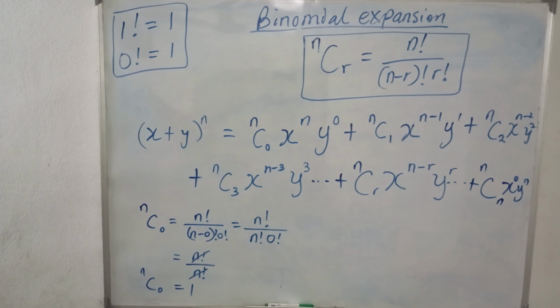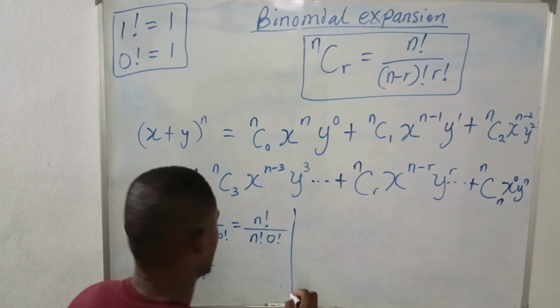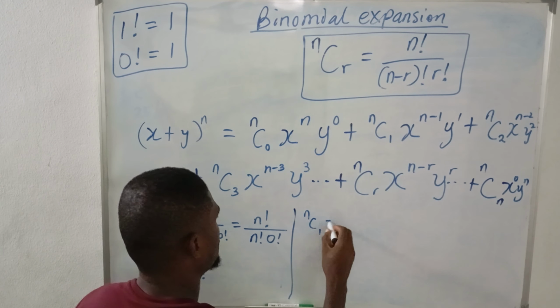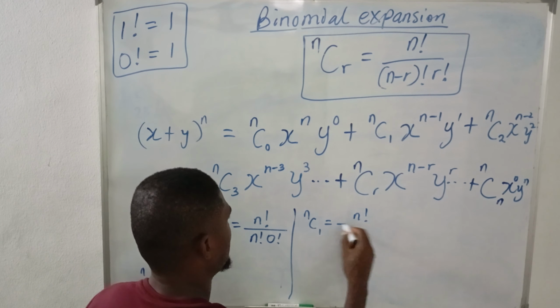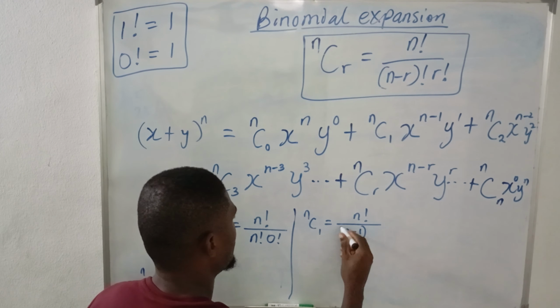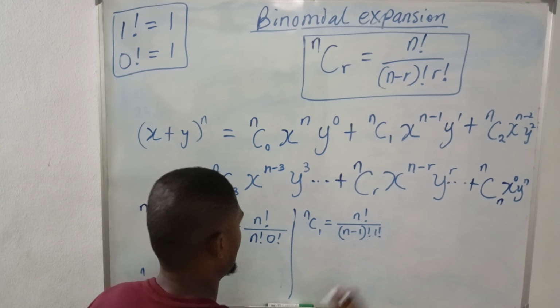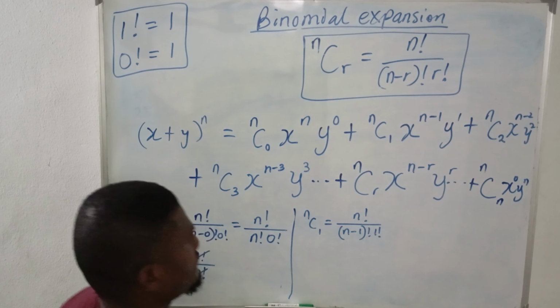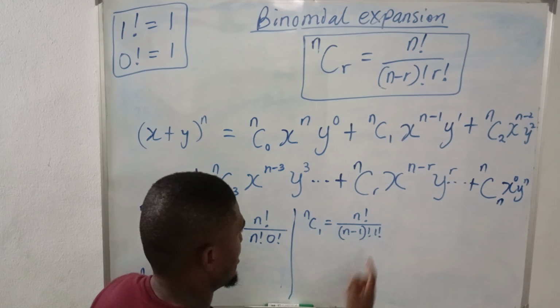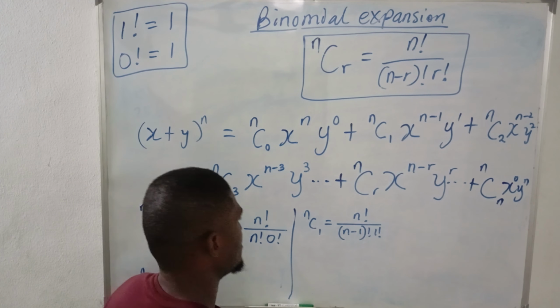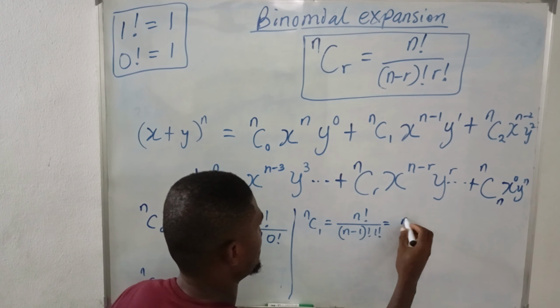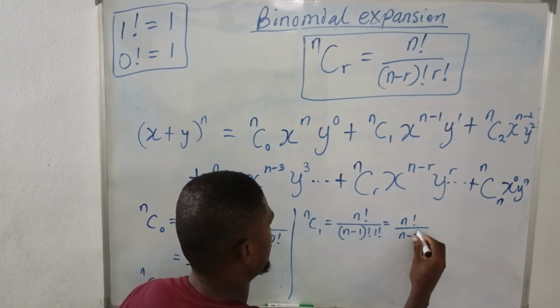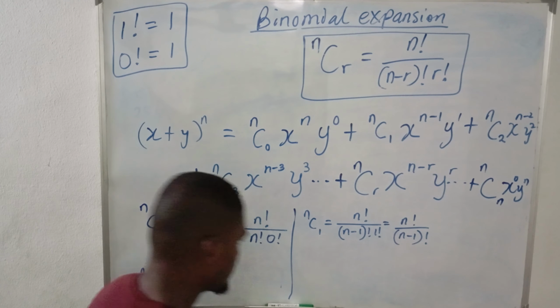So this is what we have for n combination 0. N combination 0 is 1. Now what's n combination 1? This will be n factorial all over n minus 1 factorial 1 factorial using this formula, where r in this particular case is 1. And 1 factorial is 1, so 1 multiplied to this, and what we have here is n factorial all over n minus 1 factorial.